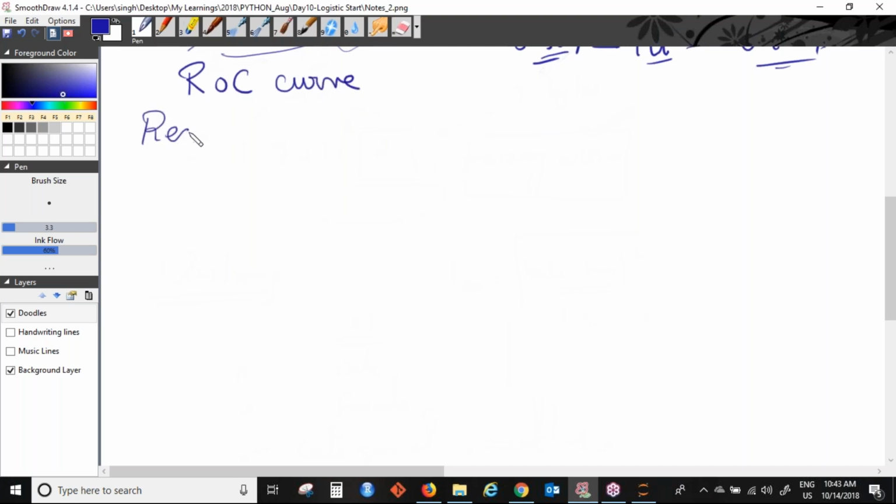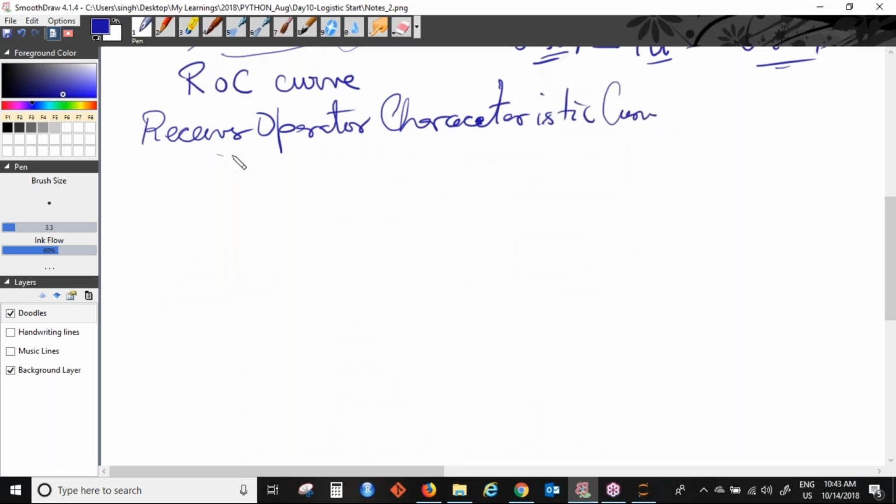It is an acronym for Receiver Operator Characteristic curve. So don't worry about the name. You don't have to remember the name. Just remember ROC curve. Okay. So what is the ROC curve?